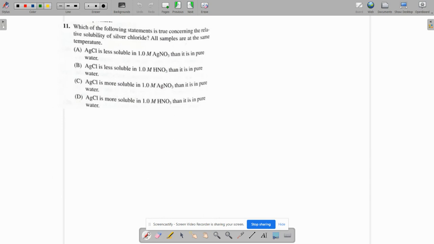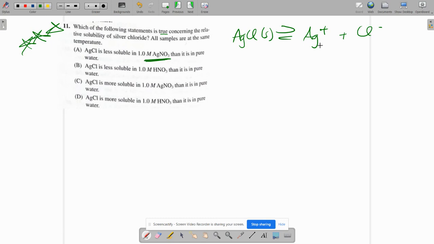Number 11. It says here, which of the following statements is true concerning the relative solubility of silver chloride? I like this one a lot. I'm going to go ahead and write myself a nice little equilibrium. It says AgCl is less soluble in silver nitrate. If I take a look at that, if this guy goes up, then the equilibrium would shift this way, which does mean less soluble. So that's the presence of the common ion, Ag+.